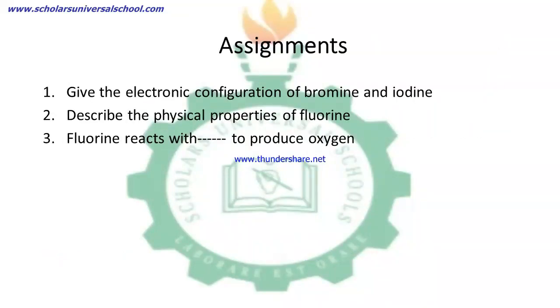So we've come to the end of today's class, which is the introductory class. Here are some assignments for you. Give the electronic configuration of bromine and iodine. Describe the physical properties of fluorine. Fluorine reacts with dash to produce oxygen.